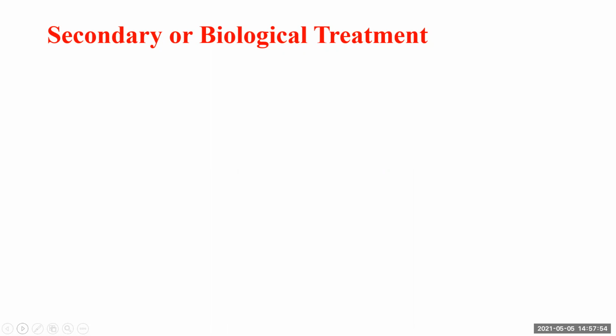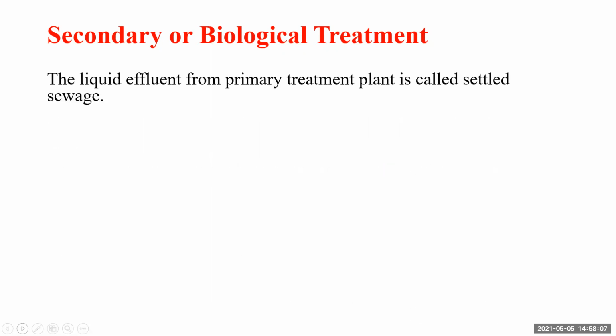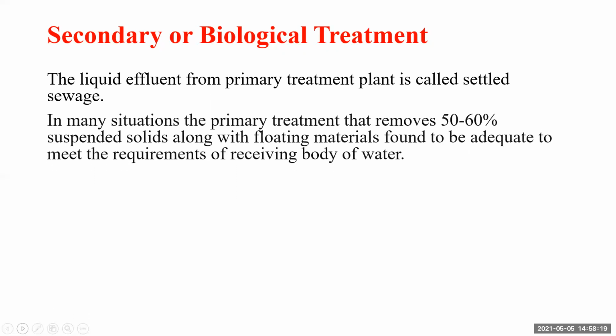Primary treatment of sewage can be achieved by using a septic tank or an Imhoff tank or a plain sedimentation tank that we have already discussed. Now let us discuss the next part, that is secondary or biological treatment of sewage. The liquid effluent that comes out from a primary treatment plant is called settled sewage.